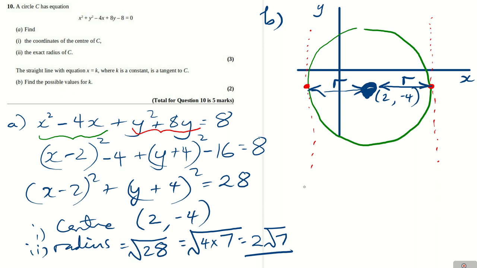So the possible values for k are going to be 2 minus 2 root 7 and 2 plus 2 root 7. Yeah, and the 2 plus 2 root 7 will be this vertical line on the right, and the 2 minus 2 root 7 will be the vertical line on the left.